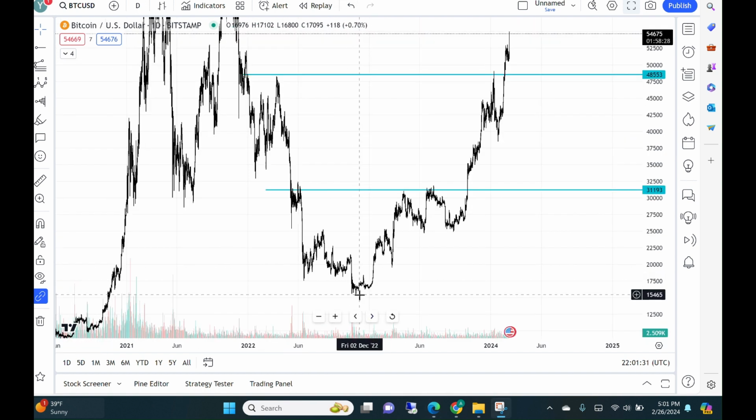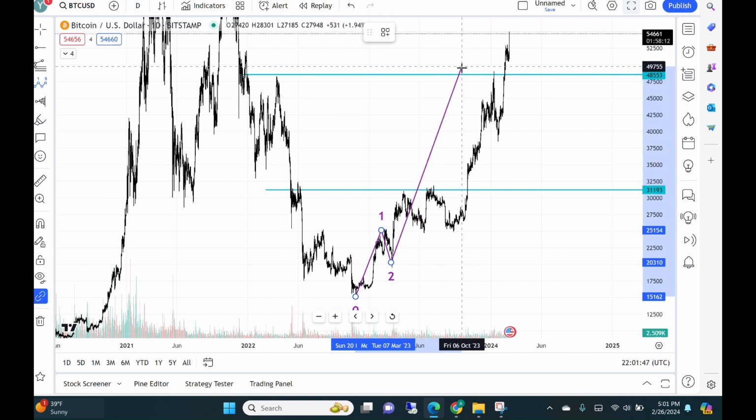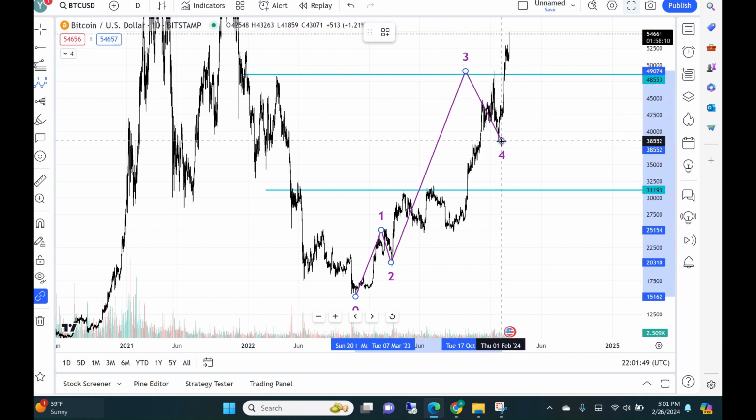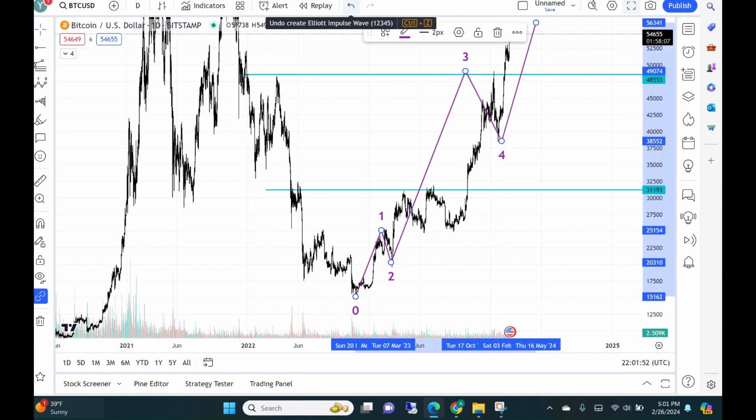So now we will try to plot Elliott wave counts. As you see, this is my wave 1, this is my wave 3 ending 4, and this is my 5. So you can call this the major wave 1 over here. Let's plot this one: 0, 1, 2. Is this my 3? No, this is my 3 over here. As of right now, 4 is over here, and 5 we do not know.